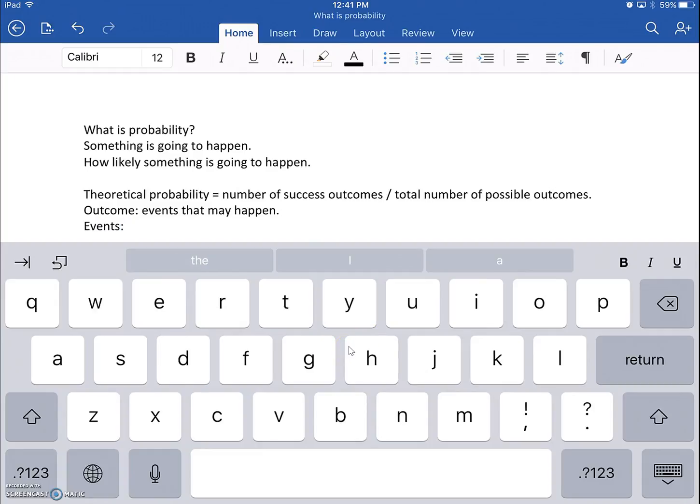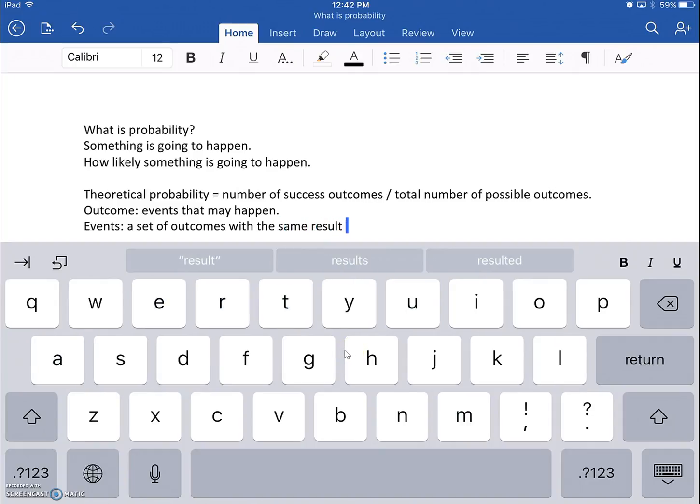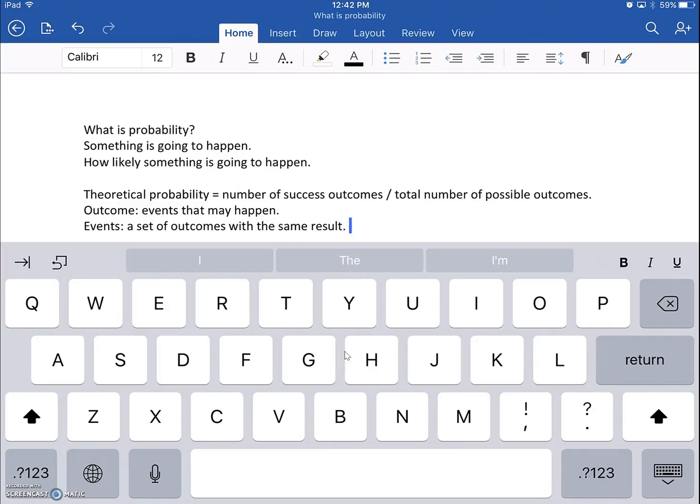I hope your answer is an event is a set of outcomes with the same result. I think this is pretty good to memorize, to remember the formula of how to use the theoretical probability formula.